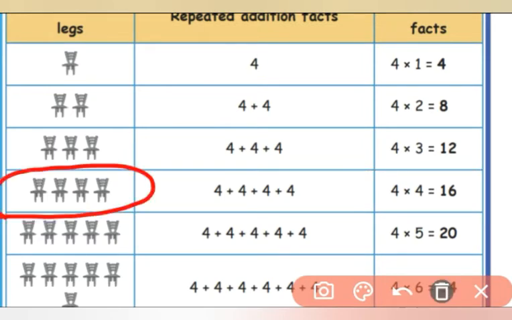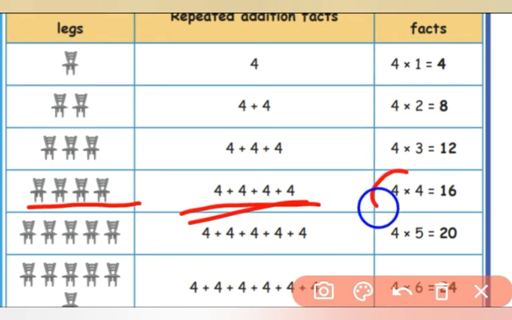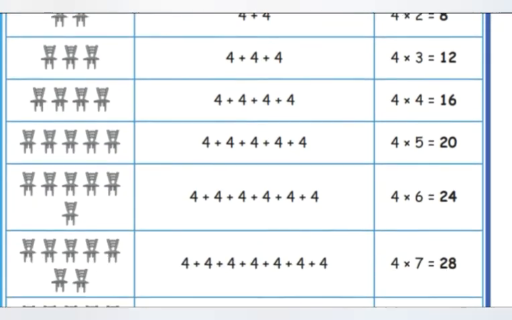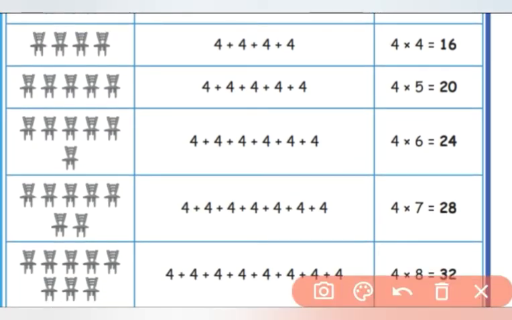Next, look, here there are 4 chairs. 4 times 4. 4 legs, 4 chairs. The total number of legs is 16. So, the multiplication fact is 4 into 4 is equal to 16. Next, look, here 5 times 4. Each chair has 4 legs. There are 5 chairs. The total number of legs is 20. So, the multiplication fact is 4 into 5 is equal to 20.